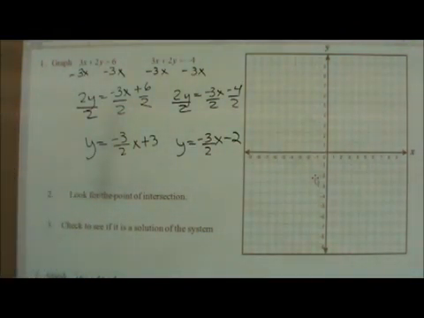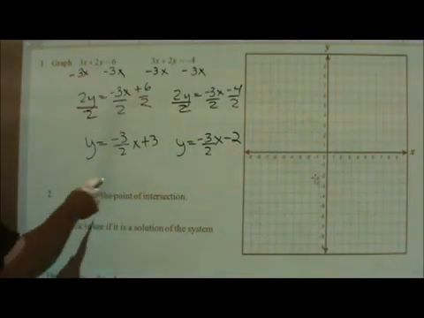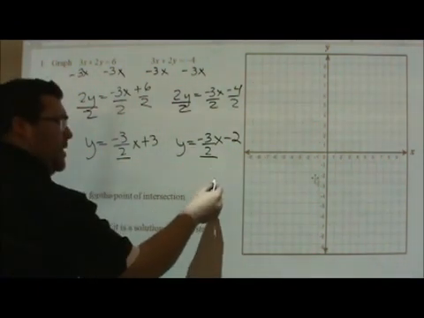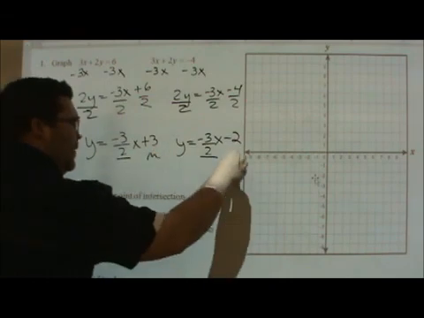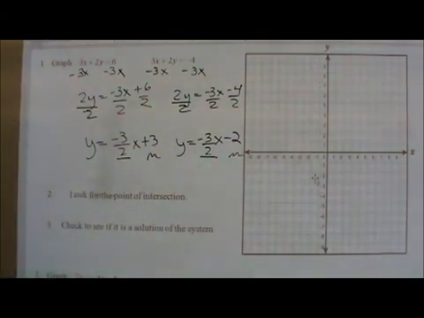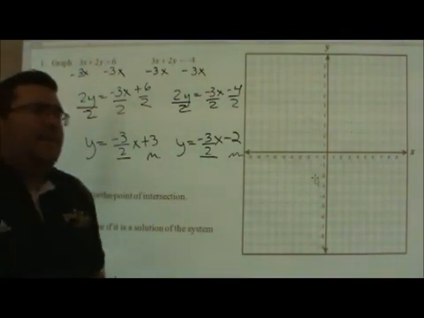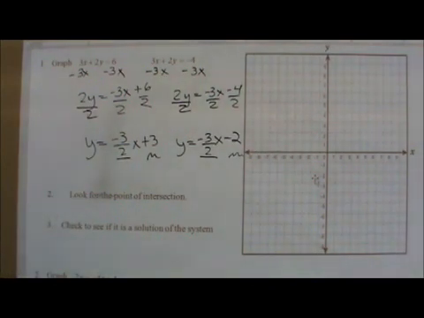Hopefully something that jumps right out at you is the slopes. The slopes on both of these equations are the exact same, but they have different y-intercepts. Same slope, different y-intercepts. Well, hopefully you remember what that's called from before. That's called parallel lines. And what do we know about parallel lines?